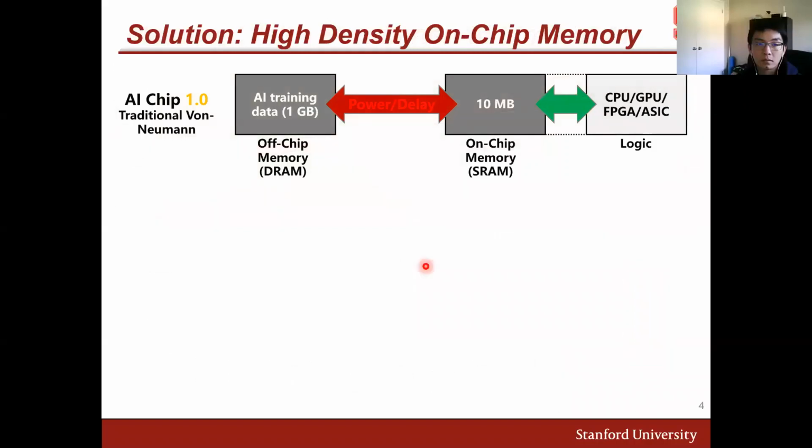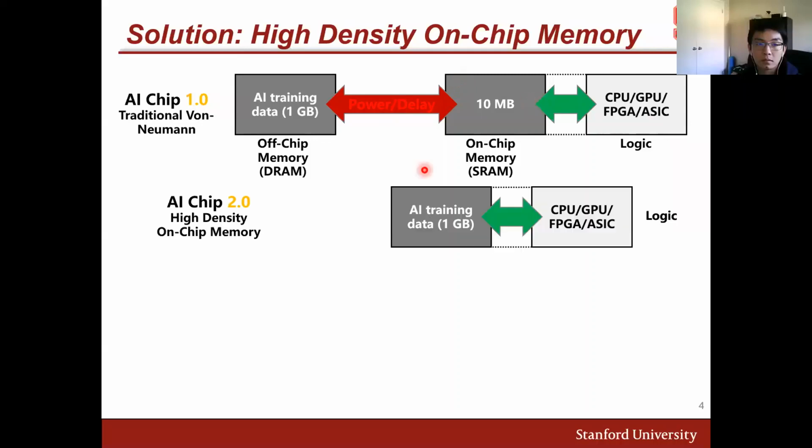And the problem here is that there's a lot of power and delay going in here because they are separate chips, right? So you have to have a bus in between, which is very slow and consumes a lot of energy. And beyond this, you can invest in a new type of on-chip memory, which has much higher density, much higher capacity to hold all the AI training data that you need for your algorithm, right?